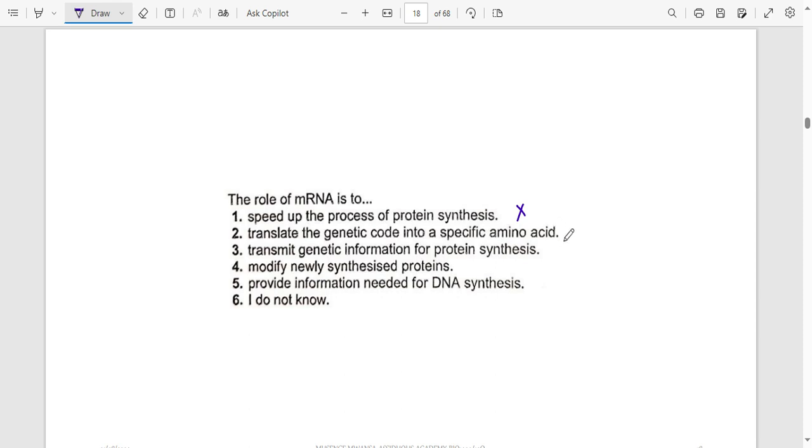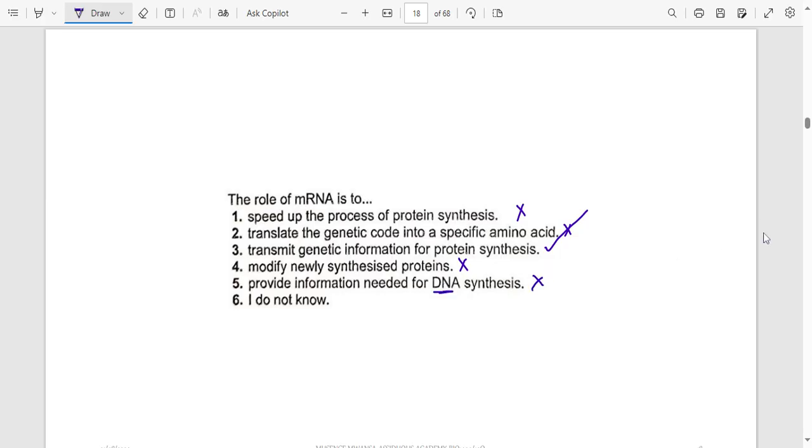What does that function? So what will be translating the genetic code is the ribosome, rRNA, all right? The ribosome is the one which reads the message on mRNA. tRNA's work is to bring in amino acids. Transmit genetic information for protein synthesis. Is that true? This is true. Okay. Modify newly synthesized proteins. That's not true. Provide information needed for DNA synthesis. Not true.